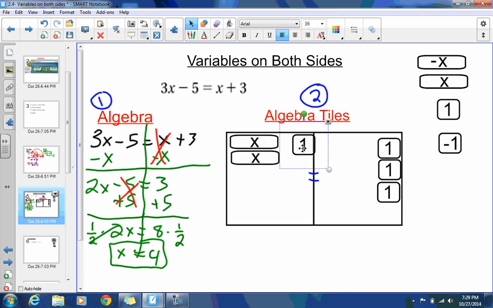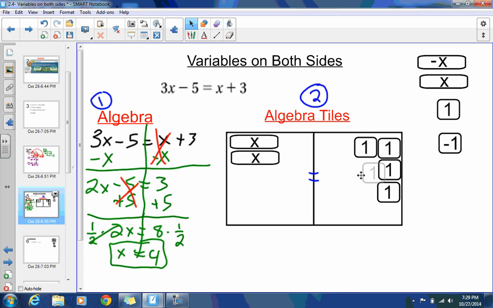Get rid of those. But we also have to add 5 over here to get it balanced. 1, 2, 3, 4, 5. Okay, we have 2x equals 8, which is kind of represented right here again. But what we have to do here now is cut it in half.